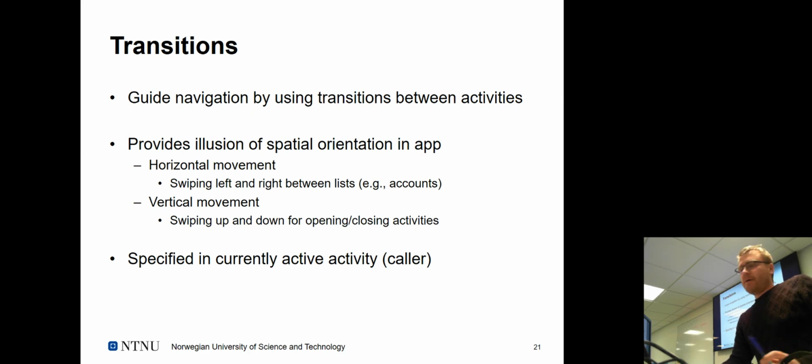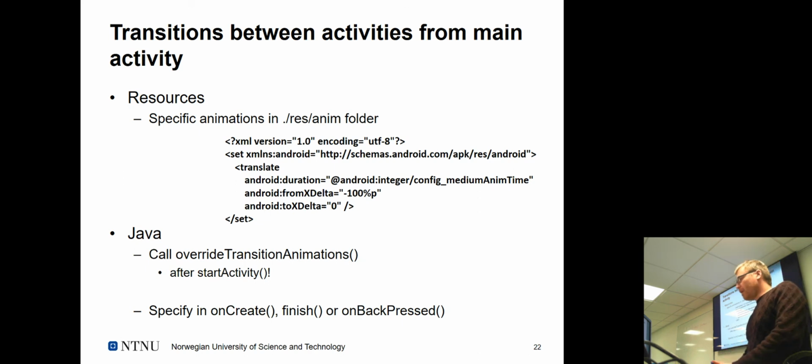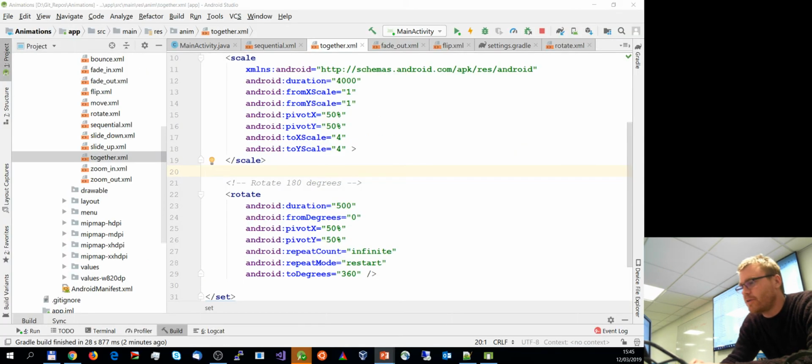So the last thing I briefly want to point to is transitions. So if you have multiple activities, you want to have smooth transitions between different activities by having movements to left, right, and so on. When you change the apps, you can do that as well. It's roughly done the same way. The idea is that you specify the transitions in XML, and then you actually call them after start activity. So if you call a new activity, I'll try to demo that. Let's see how it goes.